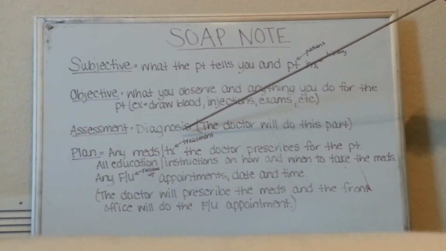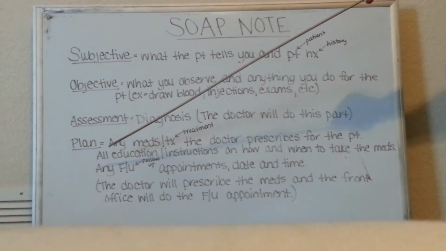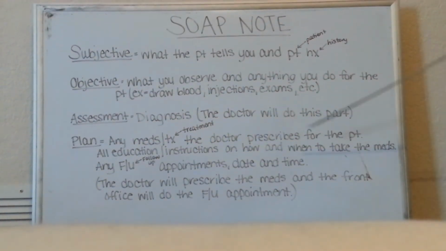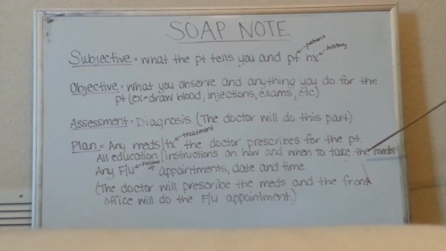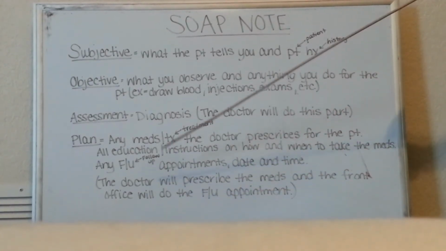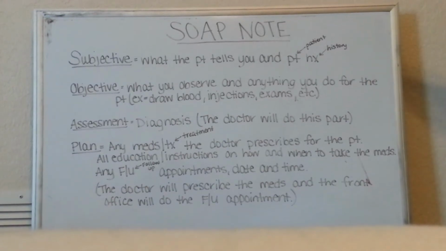Assessment. Assessment is the diagnosis. The doctor will do this part. Plan. The plan is any meds or treatments the doctor prescribes for the patient. All education, instructions on how and when to take the medication, any follow-up appointments, date, and time. The doctor will prescribe the meds, and the front office will do the follow-up appointments.